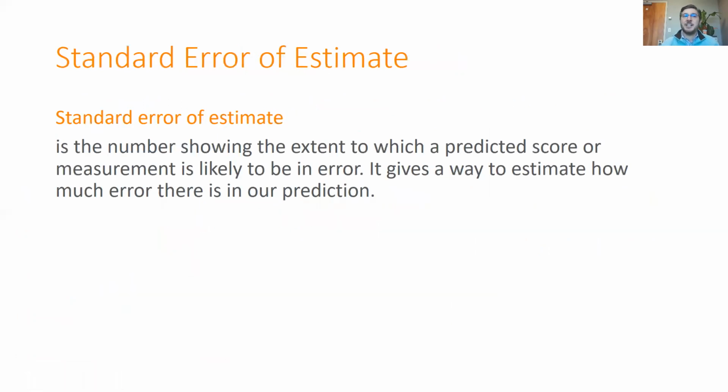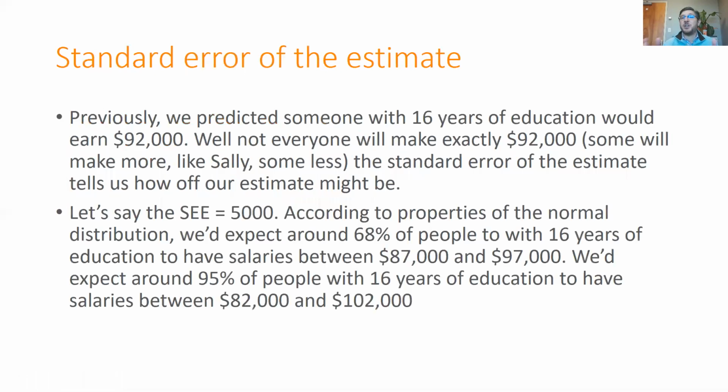There is an estimate called the standard error of the estimate, which basically tells you the extent to which a predicted score is likely to be in error. It gives you a way to estimate how much error there is in your prediction. If we look at our income example again, someone with 16 years of education earns $92,000. Well, we know not everybody will make exactly $90,000. Some will make more, some will make less. The standard error of the estimate tells us how far off our predicted value might be. Let's say in this case, the standard error of the estimate is $5,000.